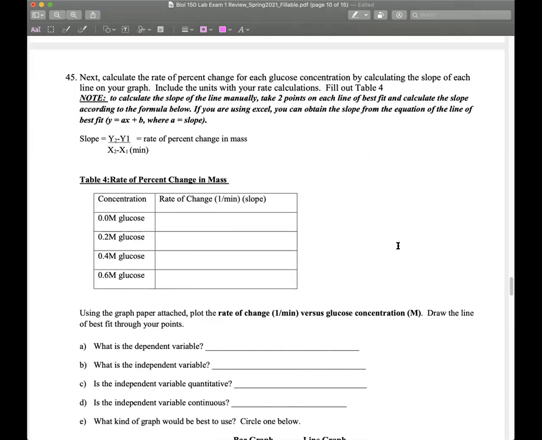All right, so now it is asking us for the rate of percent change, based on our graph, which we didn't make.